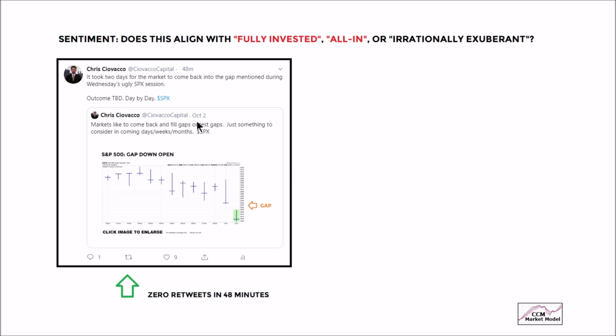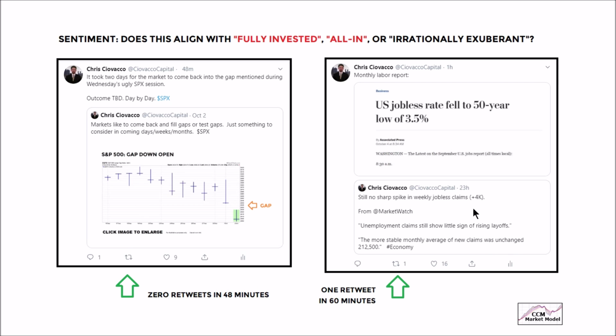During Wednesday's session, we said the market gapped down and there was a decent probability at some point we would come back and try to test or fill this gap, which is exactly what happened during Friday's session. If you're a bull, that's good news. This tweet was out there during Friday's session for 48 minutes. 0 retweets. After the labor report came out, this is good news.